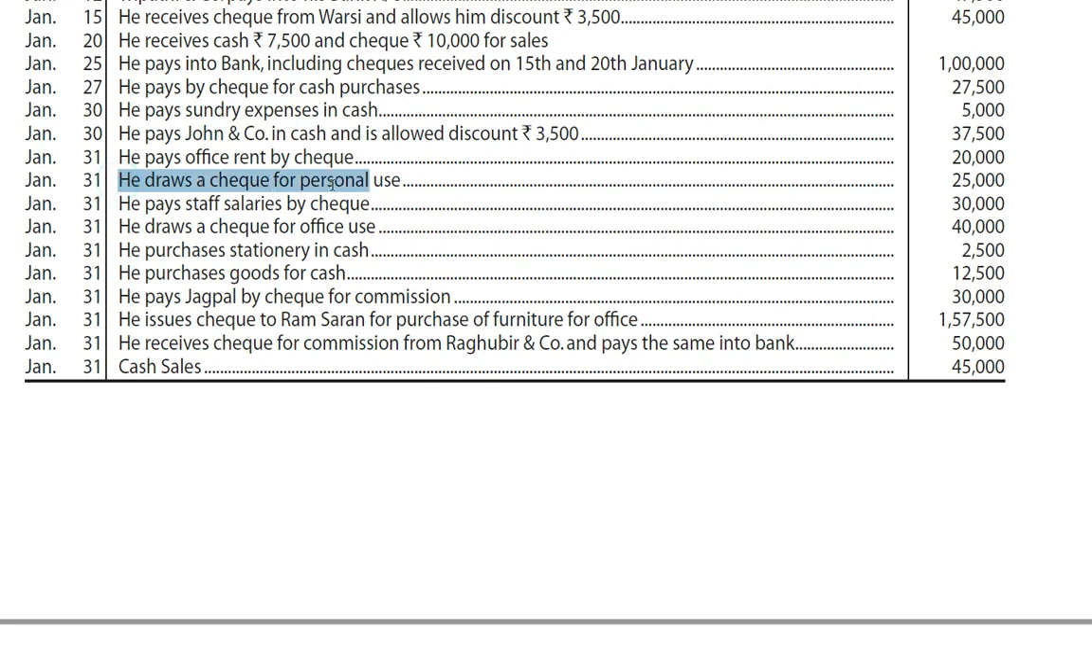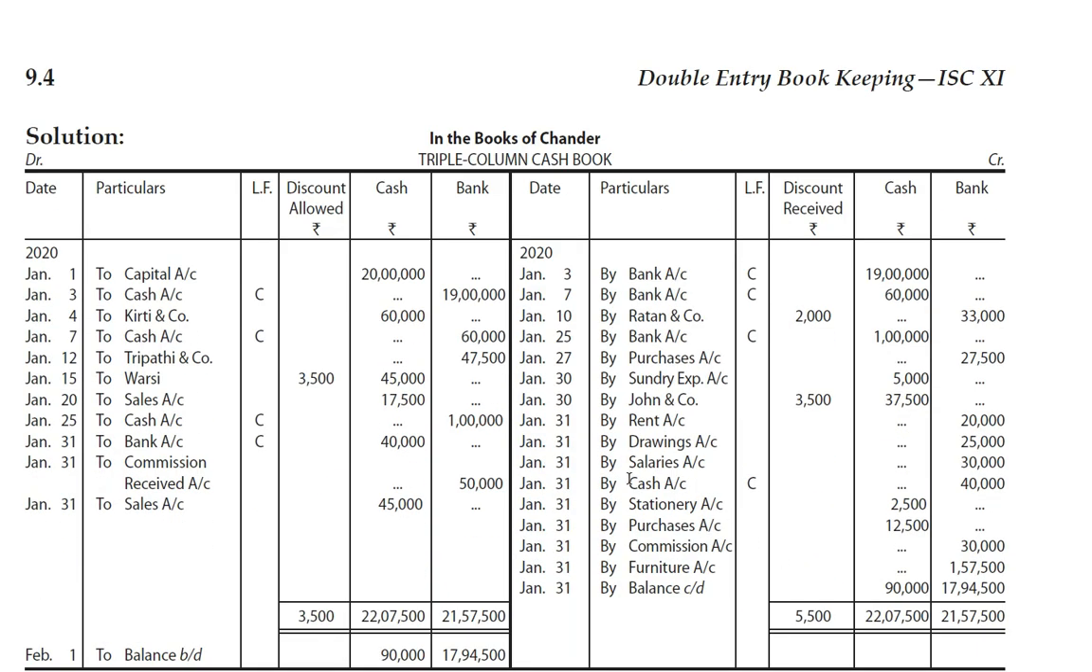He draws a check for personal use. Personal use means you always have to put the drawings account to be debited. So by drawings account, that 25,000. Make a tutorial note that whenever the owner is taking any goods from the business or taking some money other than for the business purpose, drawings account will be debited. So that 25,000 is drawings. That's why we have written in the credit side by drawings.